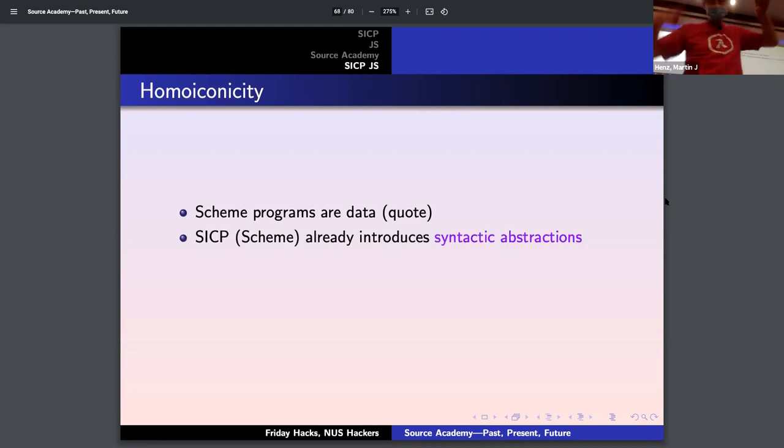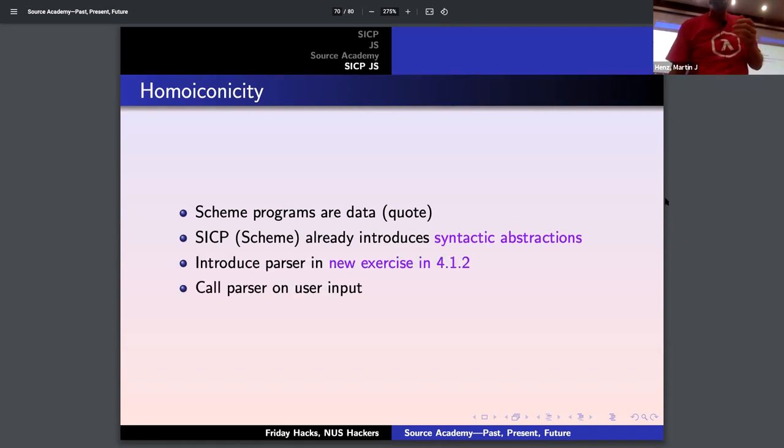Homoiconicity: Scheme has the quote that allows you to take a piece of program and turn it into a data structure. JavaScript doesn't have this. JavaScript has an elaborate syntax, like all other modern programming languages. And that meant that we had to add something to the textbook. We had to explicitly introduce parsing of programs. So this parse function that you see in our current CS101S, in chapter 4, is a new addition in SICP JS. It is not needed in SICP because of the homoiconicity of Scheme.